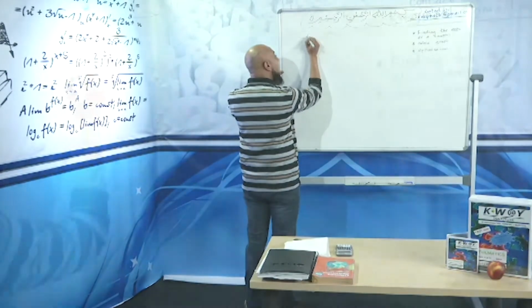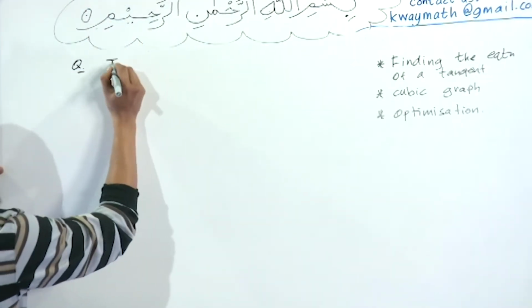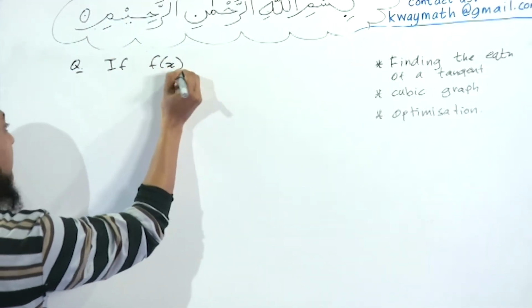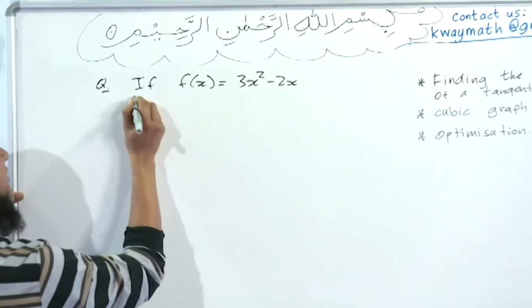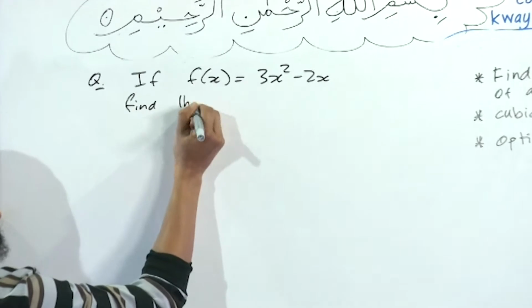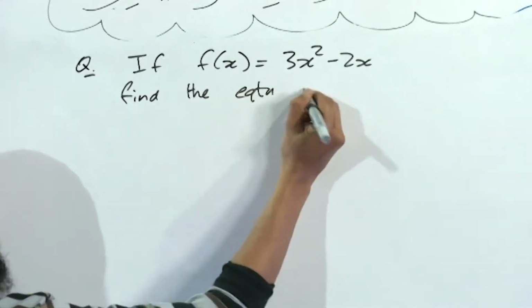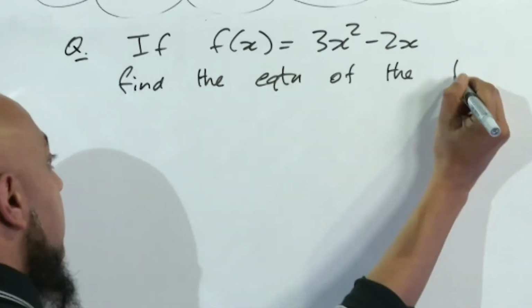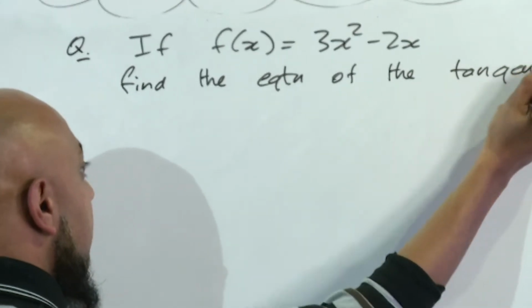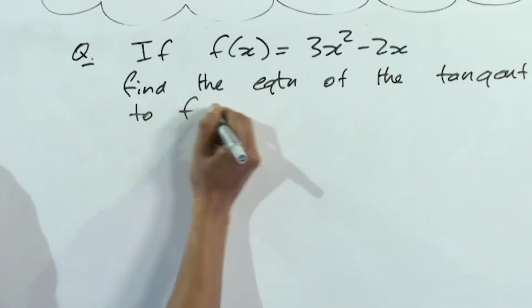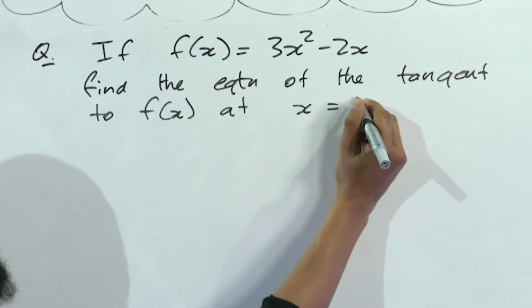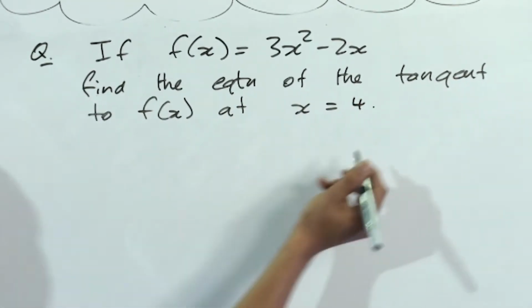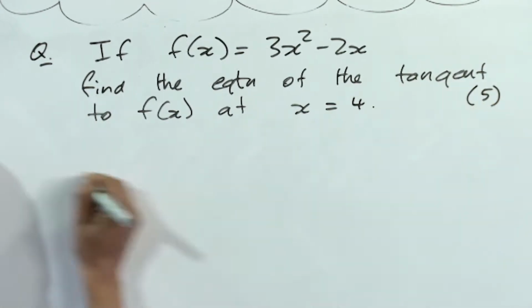So the question in the exam would state, if f of x is equal to 3x squared minus 2x, find the equation of the tangent to f of x at x equal 4. A question like this in the exam, 5 marks.